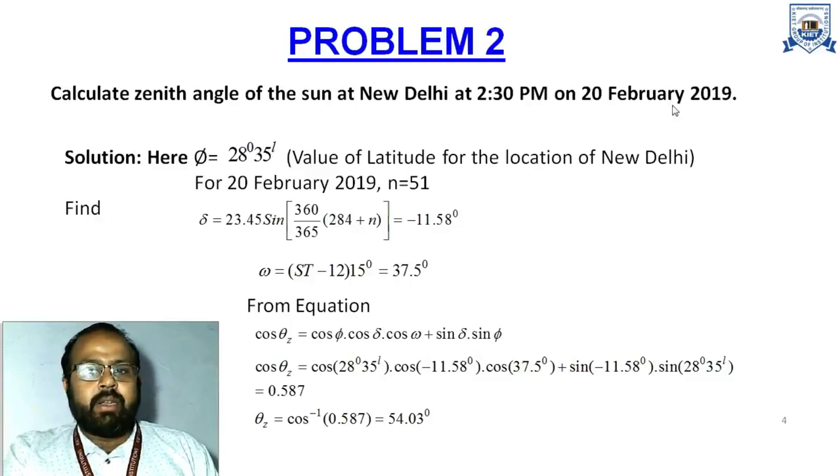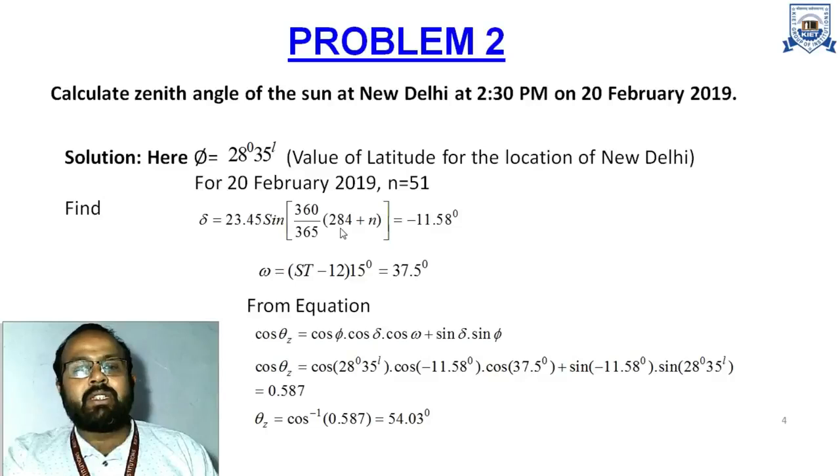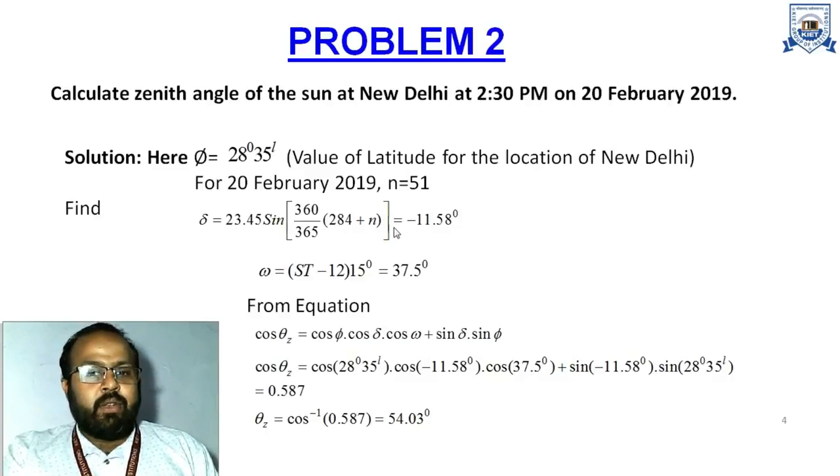For 20 February 2019, we calculate the number of days, that is n equals 51. According to n equals 51, we find the declination angle, where del equals 23.45 sine of 360 by 365 times (284 plus n). Putting in this value of n, we find the declination angle is minus 11.58 degrees.